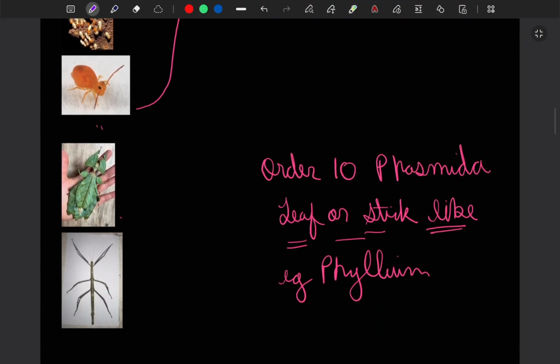The other order is Phasmida. Now Phasmida is better known and is famous for its camouflage structures. Like you can clearly see, they have leaf or stick like structures. Stick insects and leaf insects all belong to Phasmida. This helps them to avoid predators.